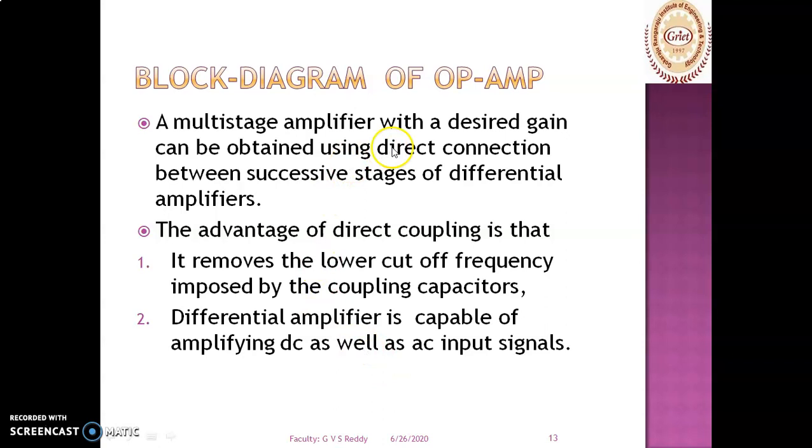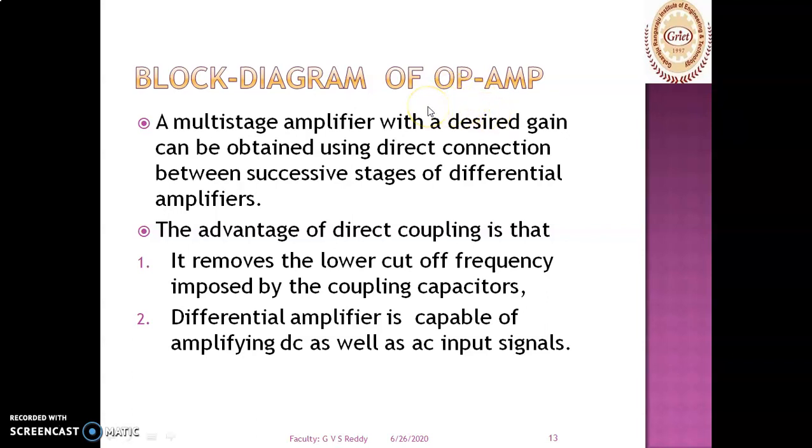A multi-stage amplifier with a desired gain can be obtained using direct connection between successive stages. Here, why are we using direct coupling between two differential amplifiers? Two or more amplifiers of any type that are cascaded, we simply call a multi-stage amplifier. So a multi-stage amplifier is used within the design of the operational amplifier. That is, the first two blocks are two types of differential amplifiers, directly coupled. That combination is simply known as a multi-stage amplifier.